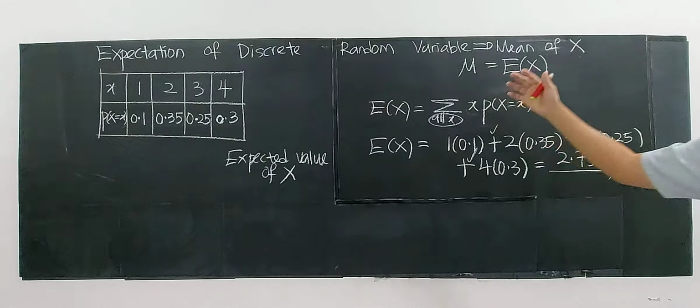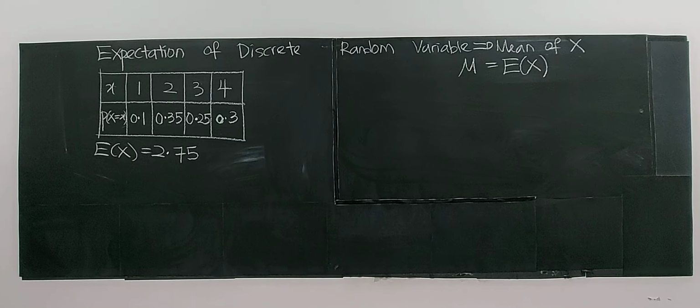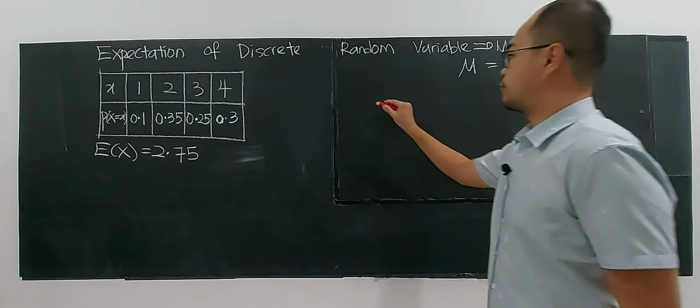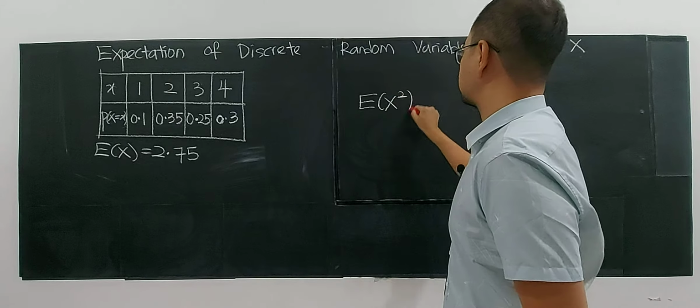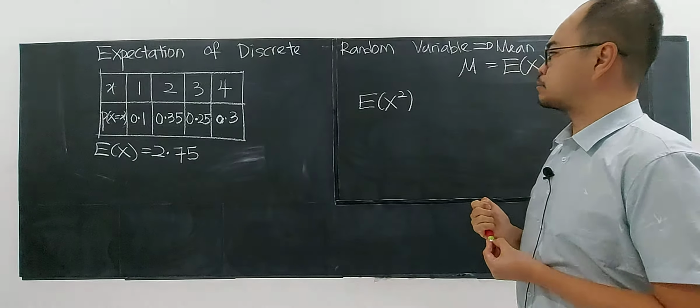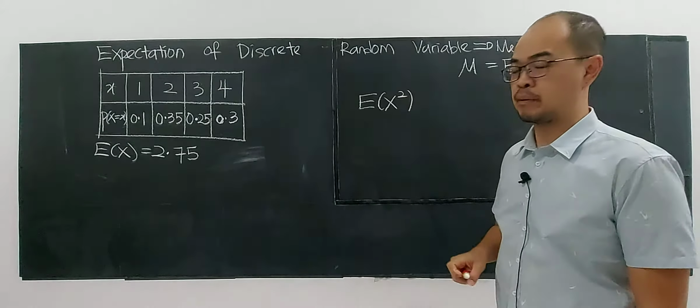Remember this. Secondly, I'm going to introduce another concept in the same video, extending some concepts. What happens if the expectation is extended to any function of a random variable? For example, if I'm asked to find E(X squared), the expectation of the function of random variable x to the power of 2.